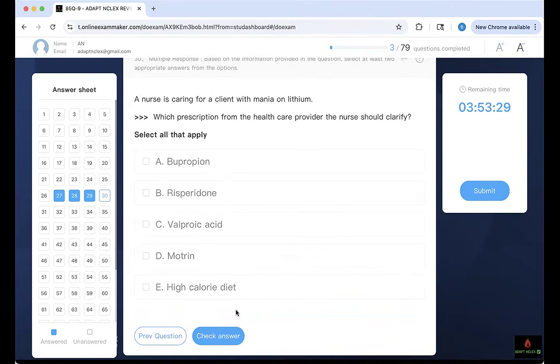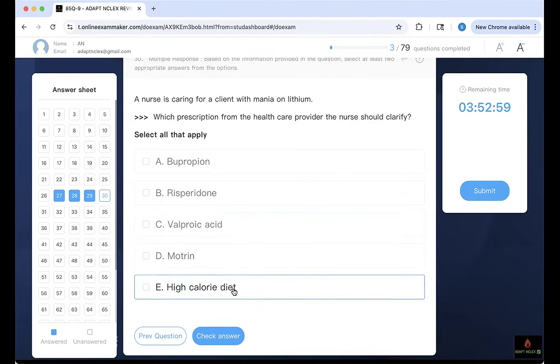Which prescription from the healthcare provider should the nurse clarify? I should clarify it. That means it does not jive well. A nurse is caring for a client with mania on lithium. If you have mania and you're on lithium, which of these shouldn't you take? Bupropion, risperidone, valproic acid, Motrin, high-calorie diet. You pick your answer. You stop the video. You pick yours. Of course, if you're in mania, we have to give you a high-calorie diet.